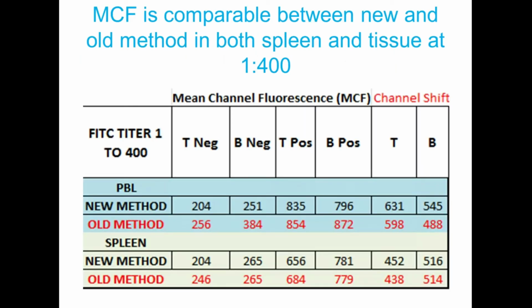And the table here shows that the MCFs were comparable for both methods in both spleen and blood. The MCFs for the blood are shown in blue, while the MCFs for the spleen are shown in green. So we could still use the 1 to 400 for both tissue and blood-derived lymphocytes with the Laminar Wash system.